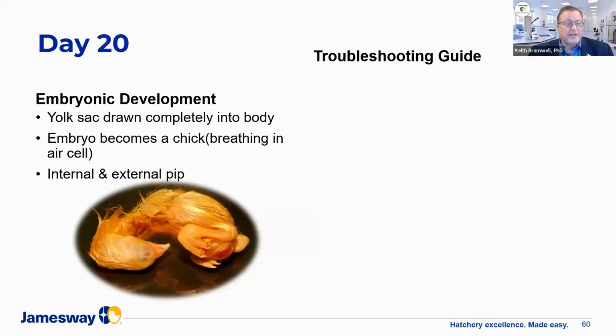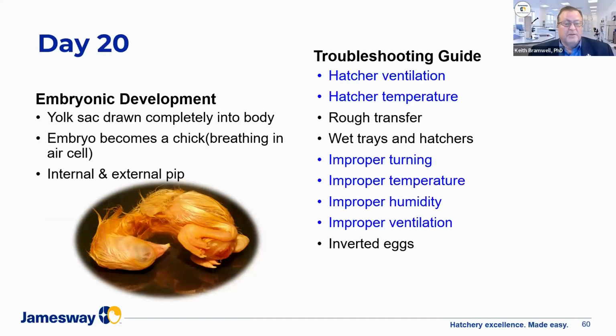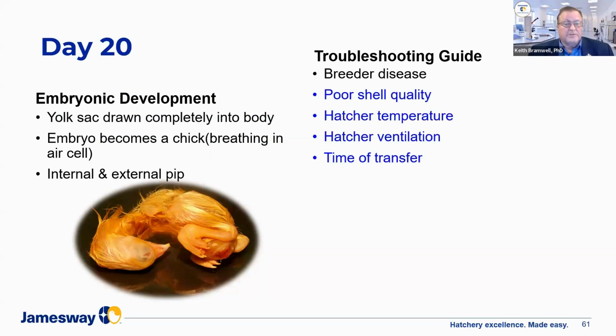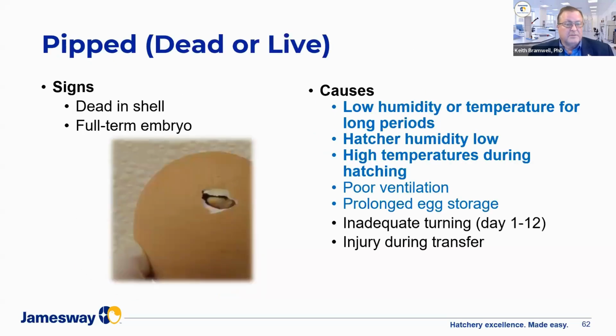That's right after transfer. At 20 days, again, yolk sacs are completely withdrawn. They probably at that point have already pipped, breathing into the air cell. Again, if pulmonary respiration was not initiated at that time, we're going to see some loss, and that could be in that 20-day range. We could also see some poor shell quality, hatcher temperature, ventilation, and time of transfer contributing to losses at 20 days.